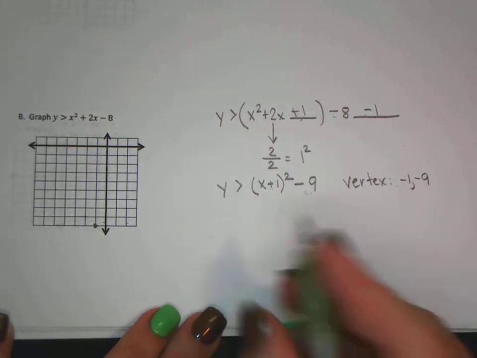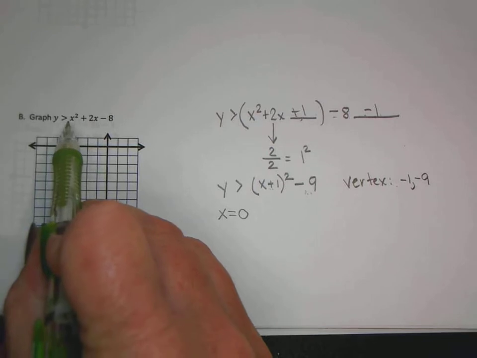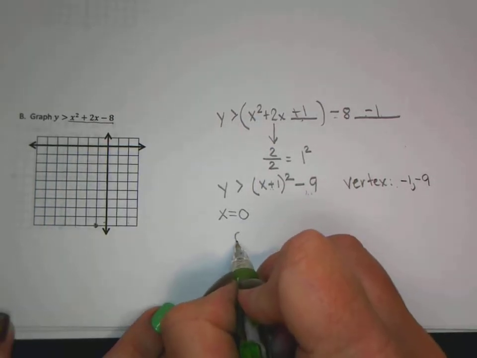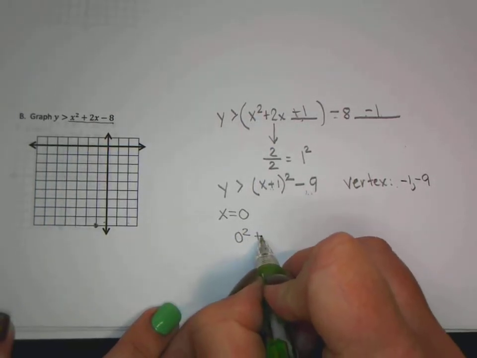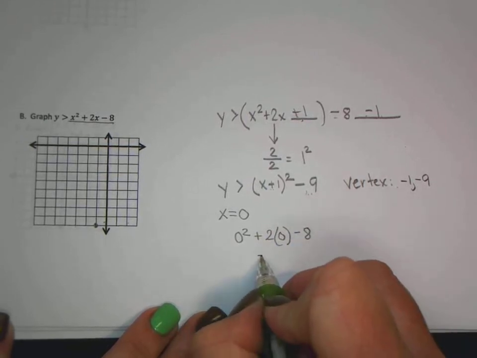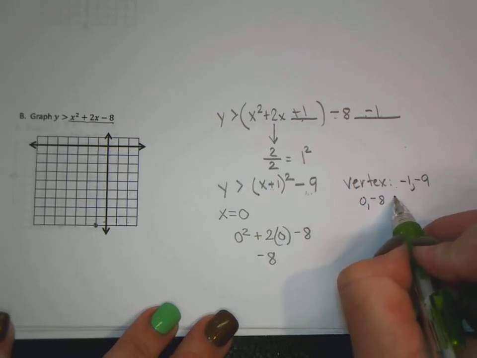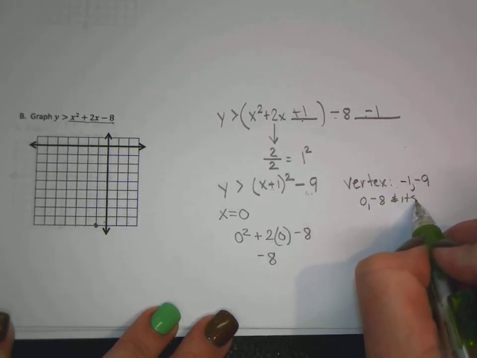Use an easy number. So if x were to equal 0, again, plug it back into the original equation. So 0 squared plus 2 times 0 minus 8 equals negative 8. So your guide point is 0, negative 8, and its reflection.